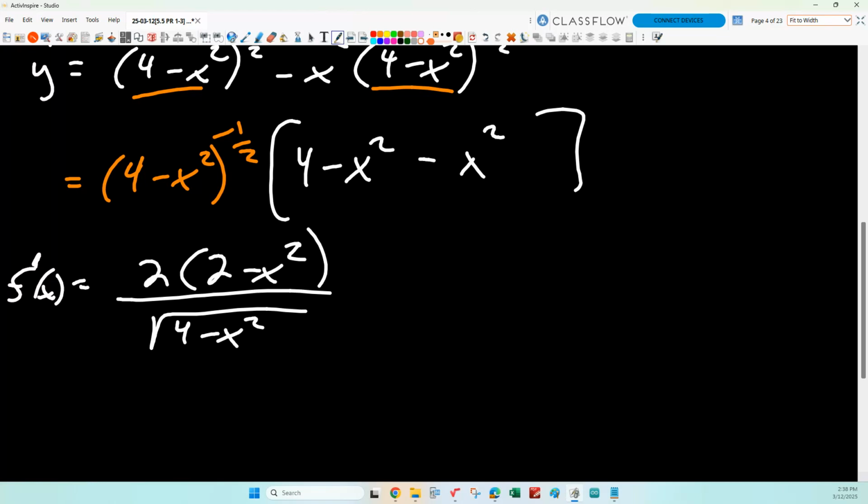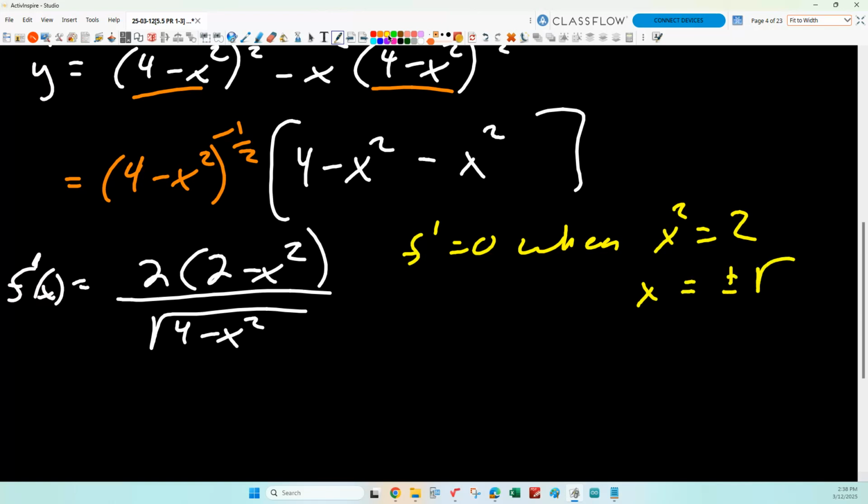When the numerator equals 0. And when does the numerator equal 0? That's going to be when x squared equals 2. So x equals what? Plus or minus square root of 2. Good. So we get some critical numbers.